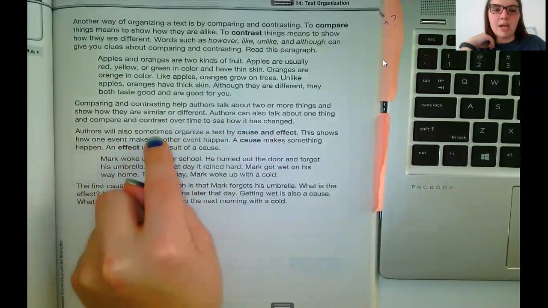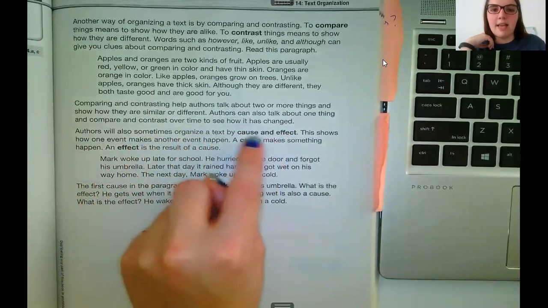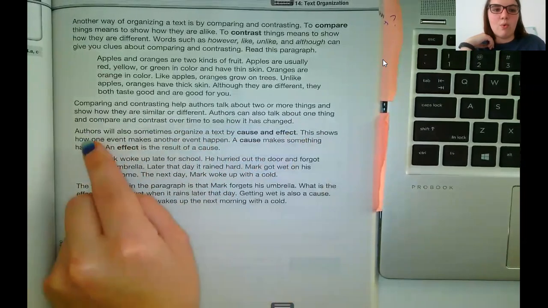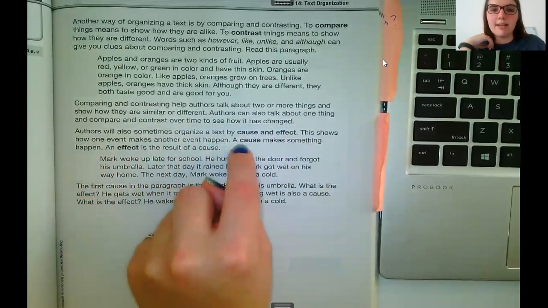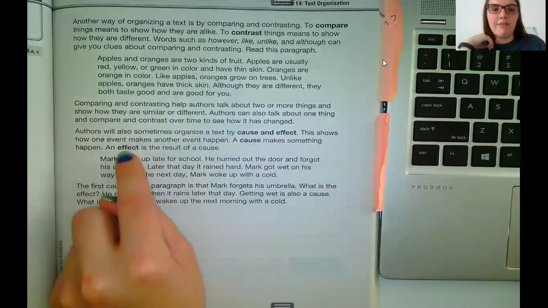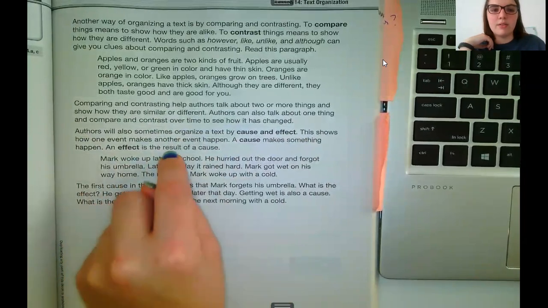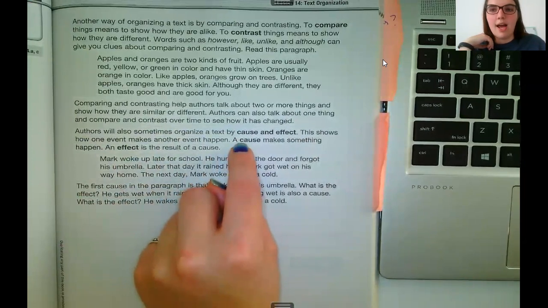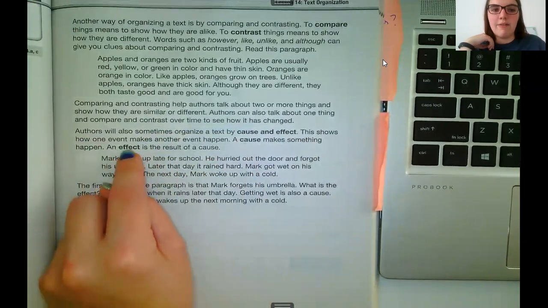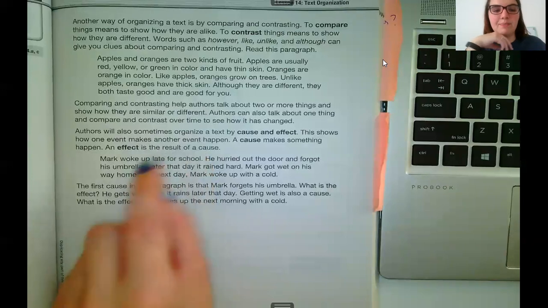Authors will also sometimes organize a text by cause and effect. This shows how one event makes another event happen. A cause makes something happen. An effect is the result of the cause. So a cause is why something happens, and an effect is what happens.